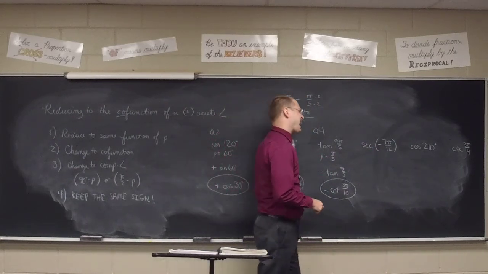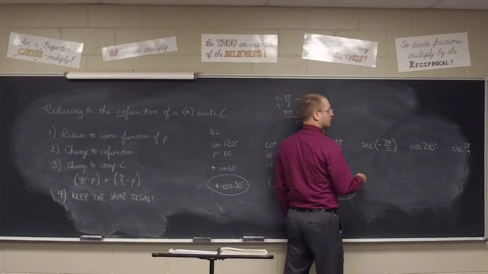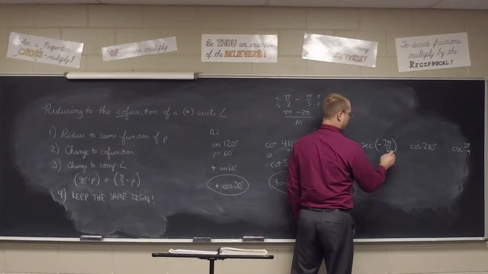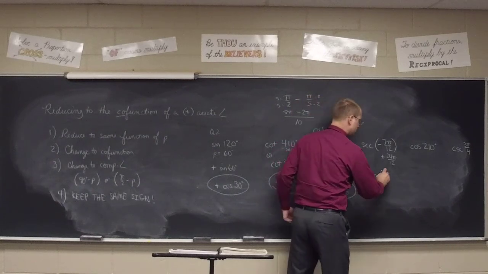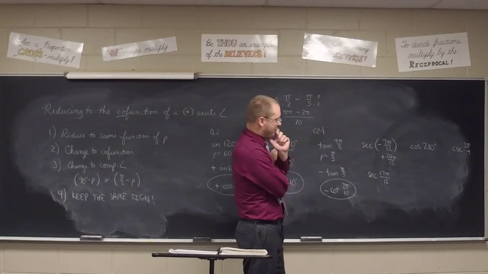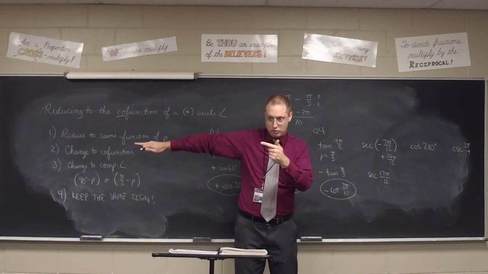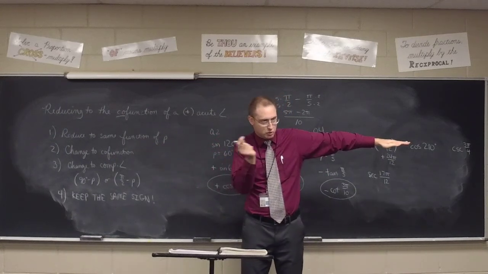Tangent positive. Yeah, we need to add 2 pi, which would be negative 5 pi over 24 pi over 12. So that gives me secant of 17 pi over 12. Ooh, this is going to be fun. So pi would be 12 pi over 12. 2 pi would be 24.